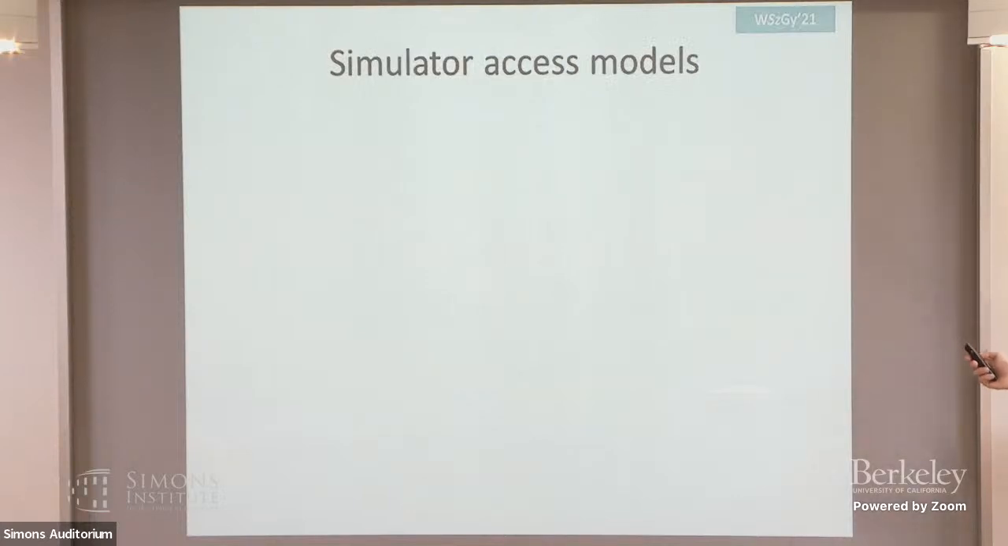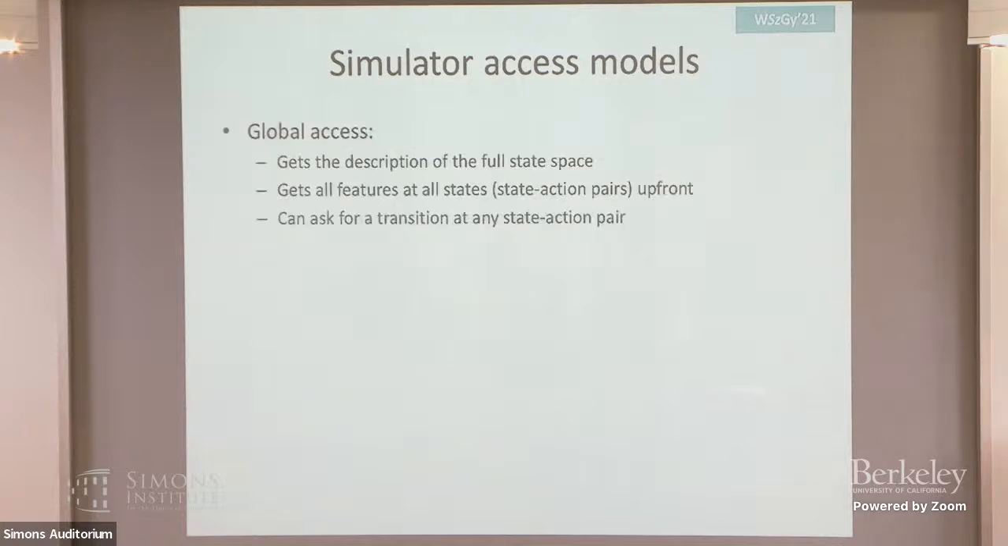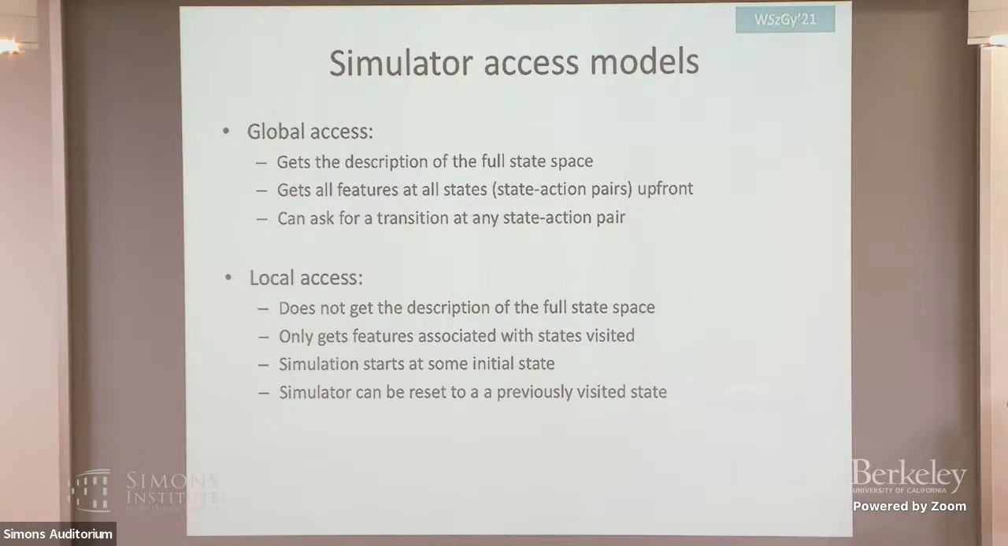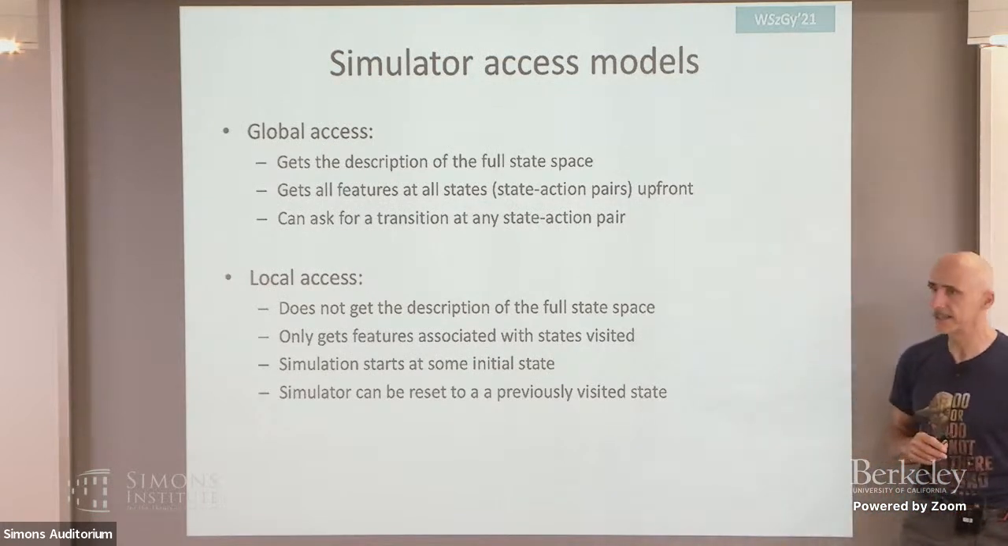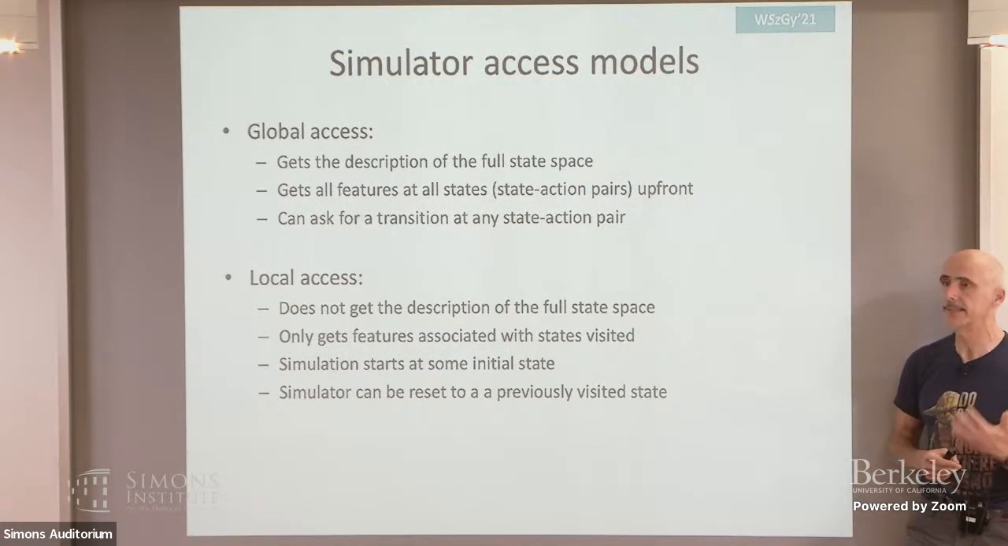I already talked a little bit about these simulator access models, but I just want to clarify it a little bit more. We talked about this global access. The algorithm gets a description of the full state space. It gets all the features of all the states up front. It can do any computation with it. And some of these algorithms can ask for a transition at any state. Local access model, I'm going to talk about next. It doesn't get the description of the full state space. It's much more realistic. It only gets the features associated with states that are being visited.